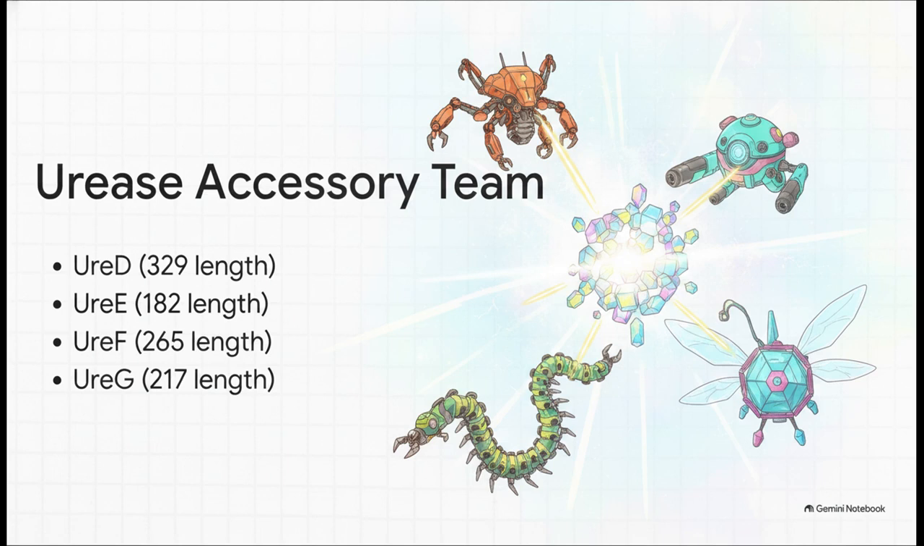But a molecular engine that big doesn't run on its own, and this brilliantly illustrates the sheer complexity of microbial life. The main urease enzyme is actively supported by a dedicated urease accessory team, annotated here as UR-D, UR-E, UR-F, and UR-G. These 4 distinct proteins act as the mechanics. They coordinate perfectly to assemble and activate the main urease enzyme, making sure the bacteria can efficiently process nitrogen while fighting off the host's immune system.